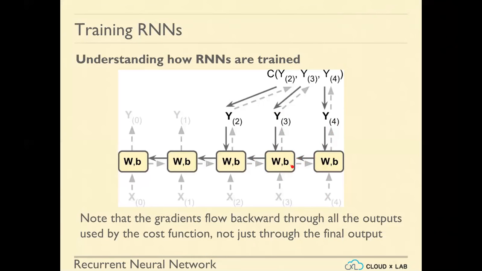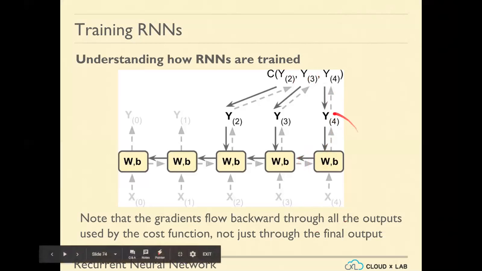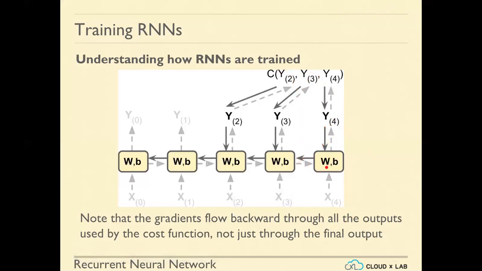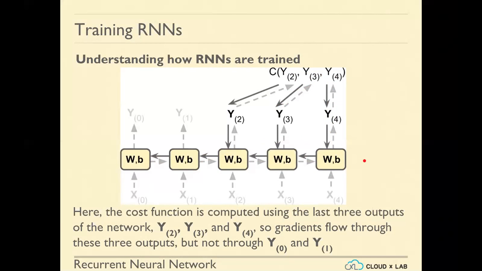Therefore, we can't really ignore this and just compute the rate of change of cost with respect to W just by this part, right? Because the component that is coming from this side also is a function of W previously. Okay, so we'll have to go till the beginning from here in order to find out the gradients. Here the cost function is computed using the last three inputs of the network, y2, y3, y4. So the gradients flow through these three values, but not through y0 and y1.